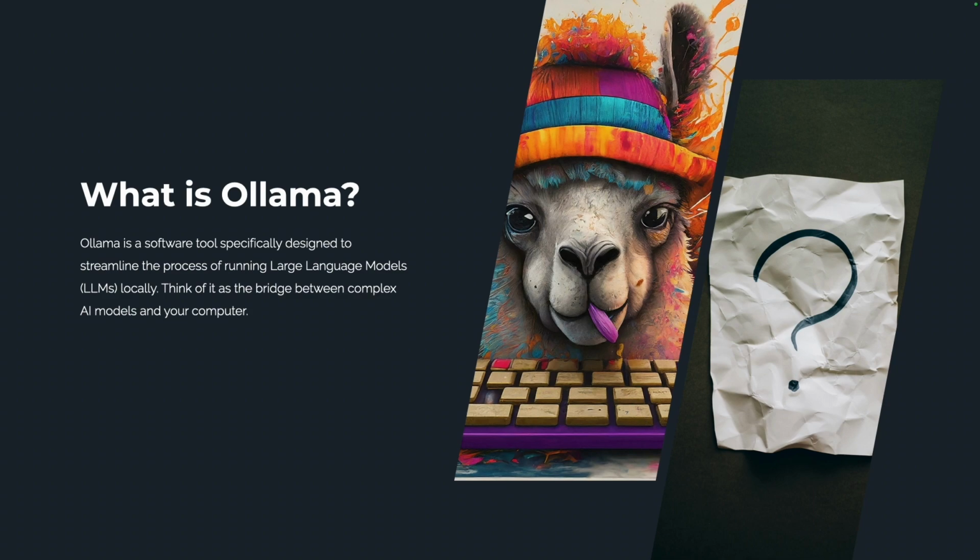Ollama is a software tool specifically designed to make it much easier to run large language models locally. And that means it's easier for developers to take advantage of LLM capabilities without having to set up complex systems. It's easy to install, supports macOS, Windows, Linux, and Docker environments.